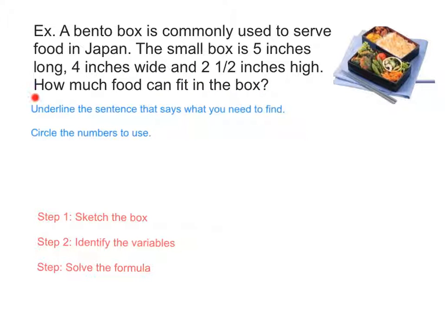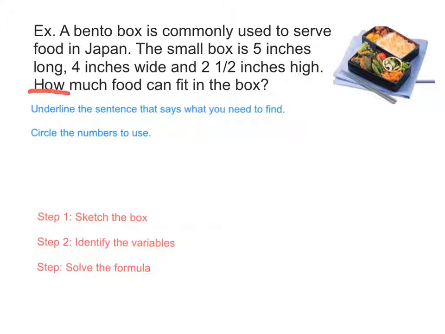Okay, we're looking at the key words here. How much food can fit in the box is what we're talking about: volume. Now, write down this story problem in your book, and then, once you have that, I want you to underline the sentence that says what you need to find. You're going to have to pause the video so you can take a couple minutes to do this. Once you have completed that, go ahead and underline the sentence and then circle the numbers that you're going to be using to find what you need to find.